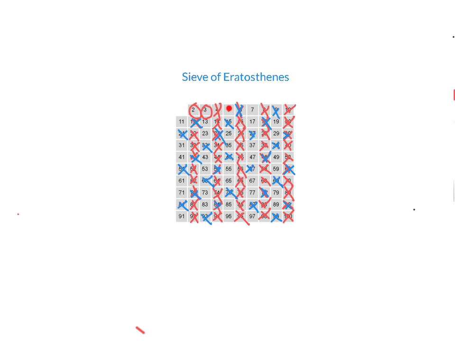Then you go to 5, and you decide whether it's prime. Well, yes, it is, so you would circle 5. Then you cross out all the multiples of 5, and you keep going, and what you will end up with is only the prime numbers left circled. And then you will have all of the prime numbers from 1 to 100, and it's important that you learn those.